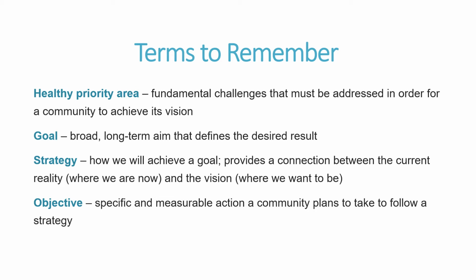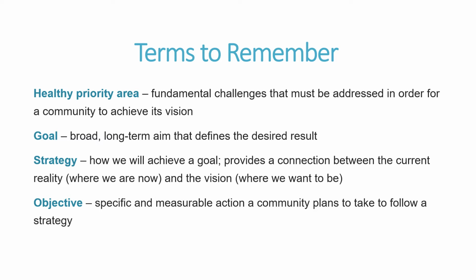Some more terms to remember. Again, a healthy priority area consists of the fundamental challenges that must be addressed in order for a community to achieve its vision. These are your overarching topics, which might include things such as behavioral health, access to care, or the built environment. The goal is a broad long-term aim that defines the desired result.